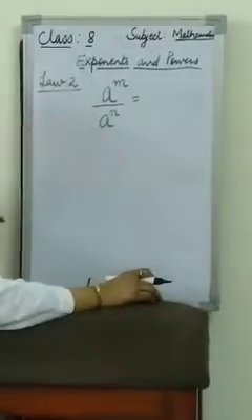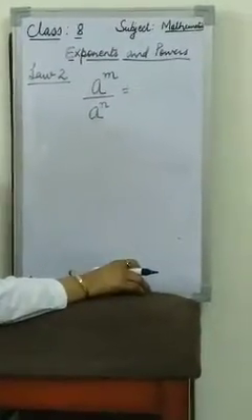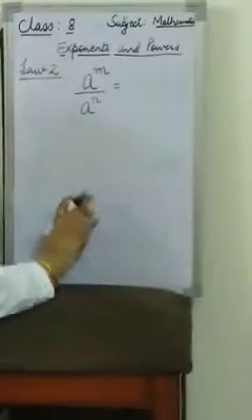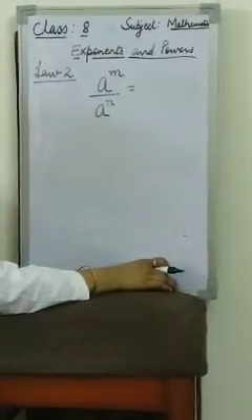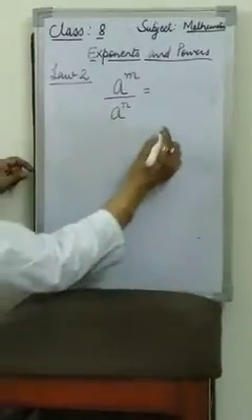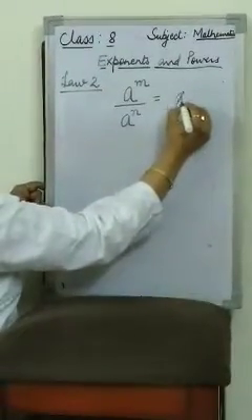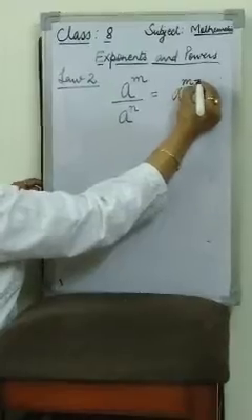This is known as the division law. In division law, we subtract the powers. Firstly, we check the base. If the numerator and the denominator both have the same base, then only we can subtract the powers. So we write a to the power m minus n.